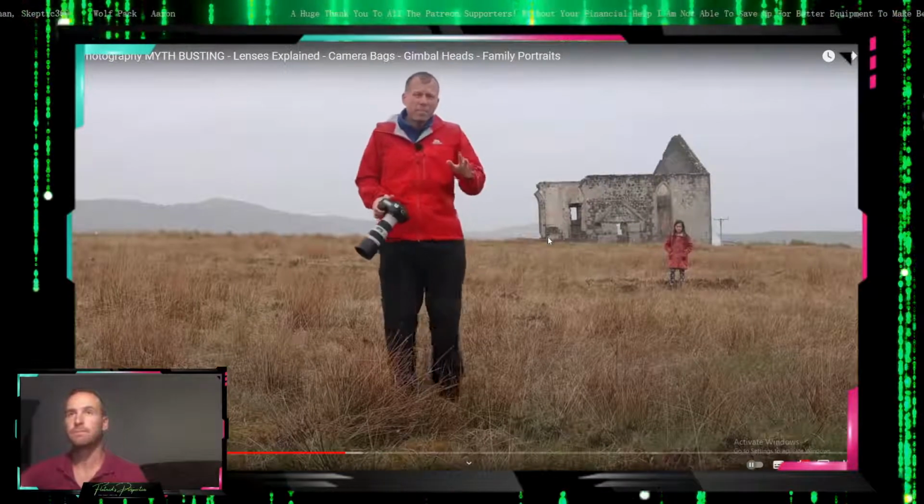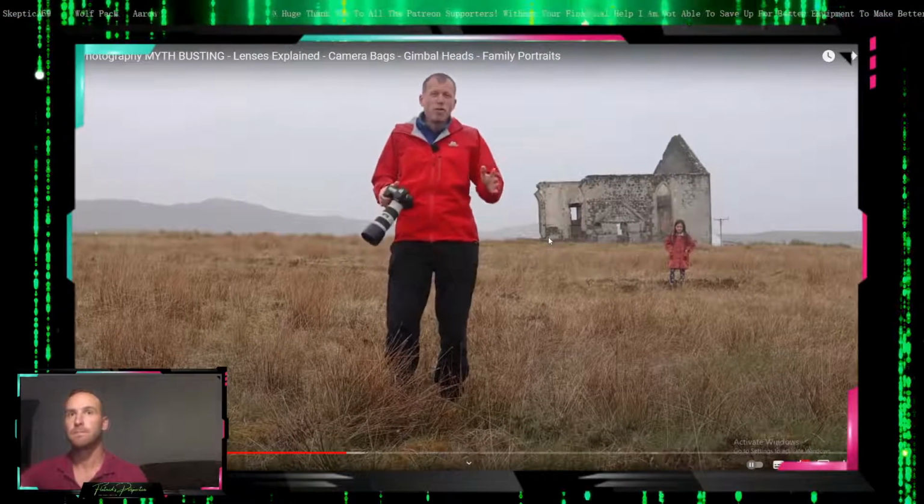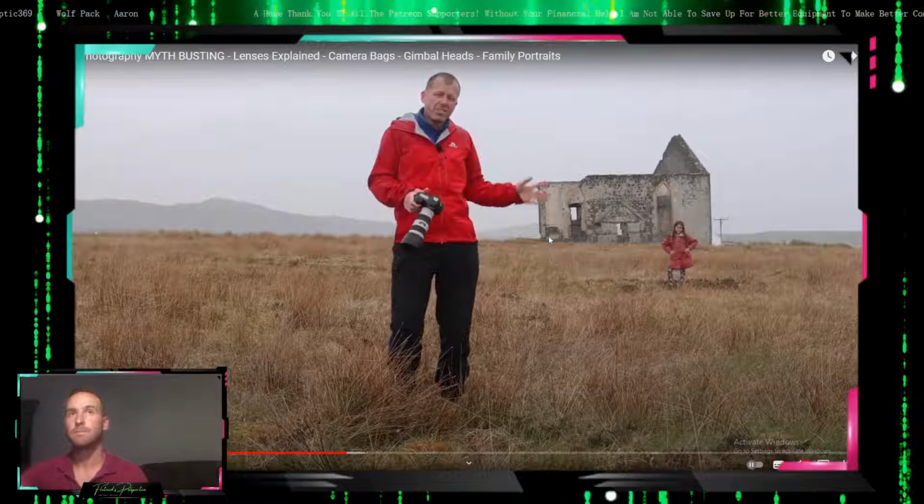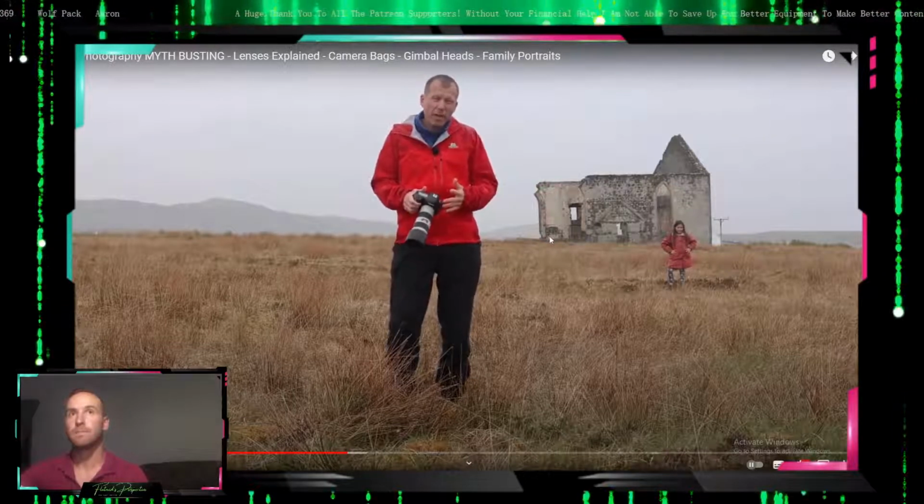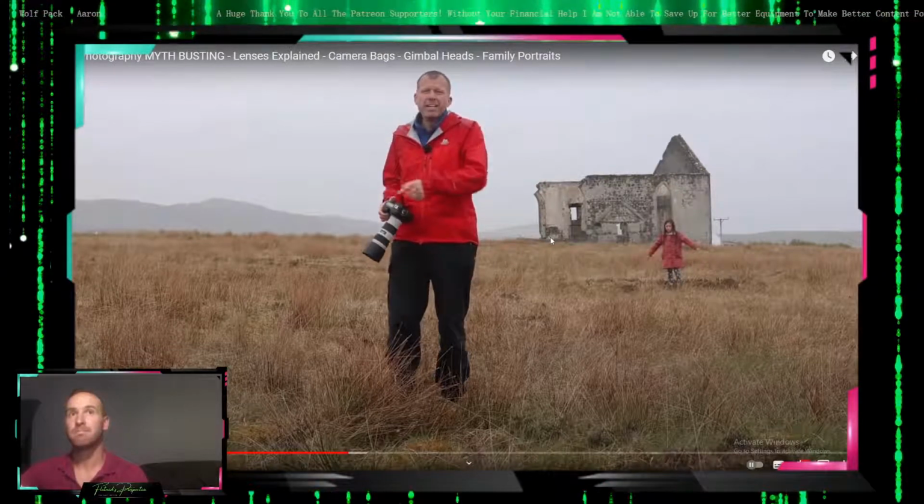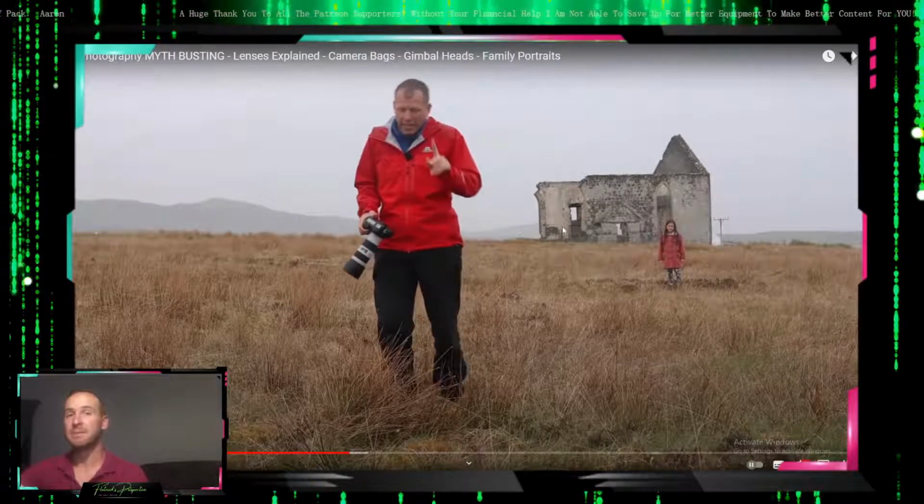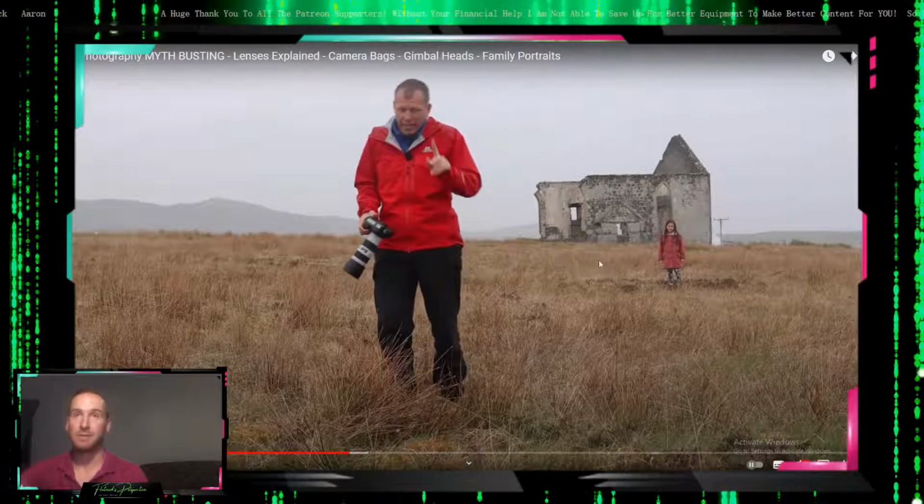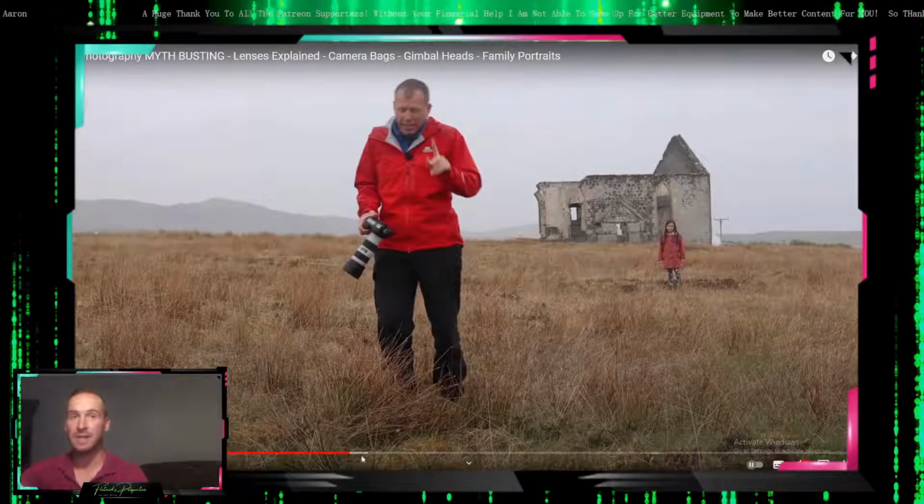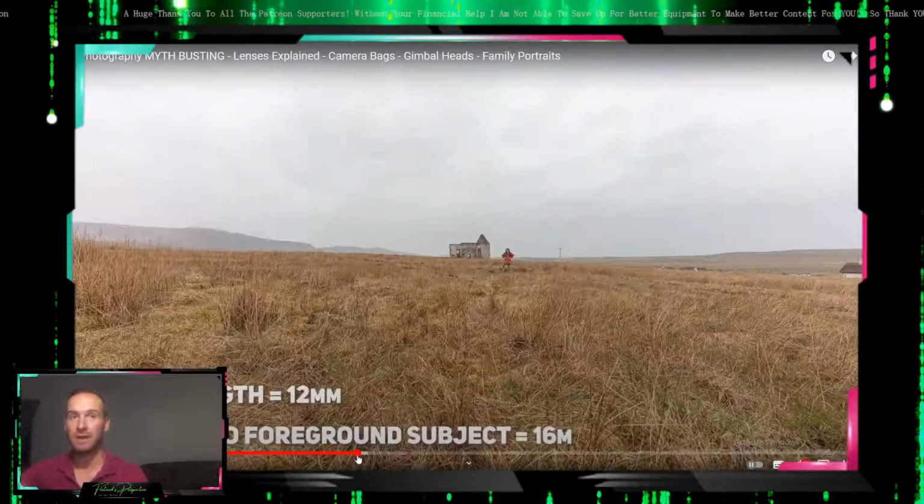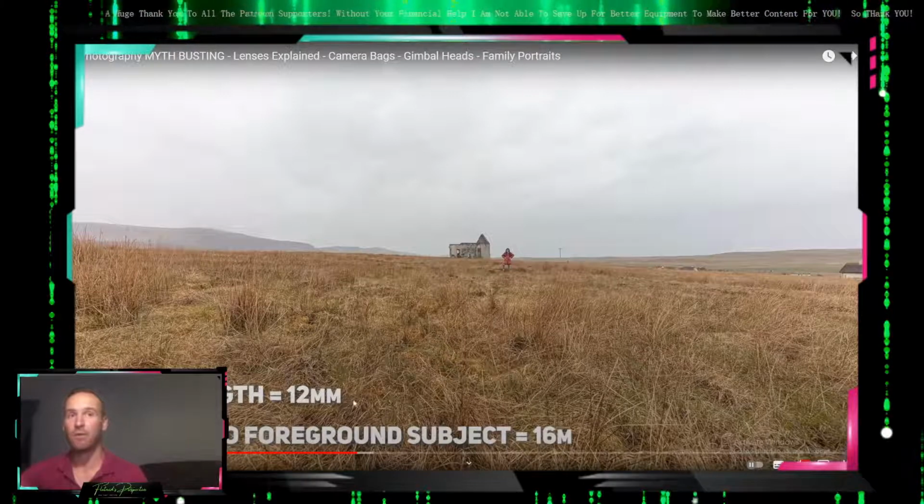So here's the important part. Just to prove that it's my distance that's changing the perspective and not the focal length, I'm now going to change back to the 12mm and take it from this point here. This is the part I do not agree with him. Because remember, he just took it at the same point with the 200mm. Now he's going to take it exactly the same point, now with the 12mm.